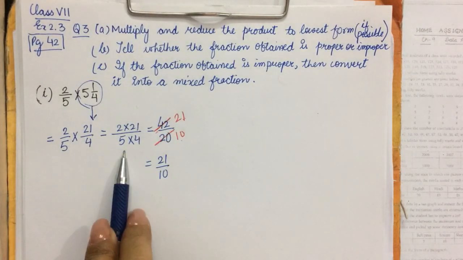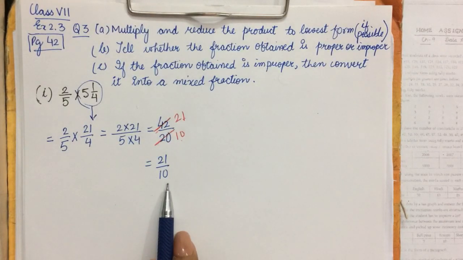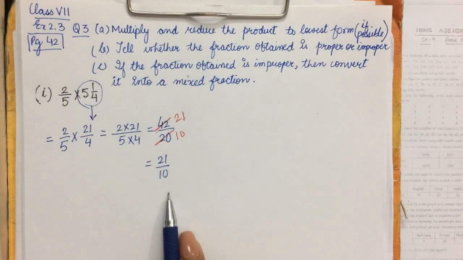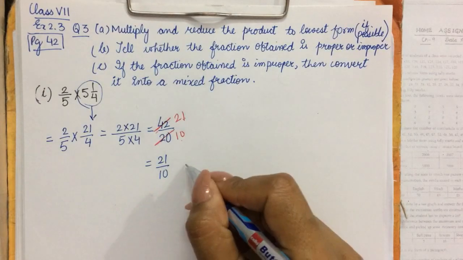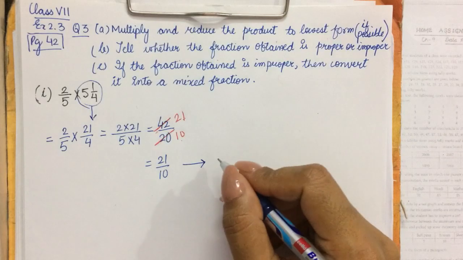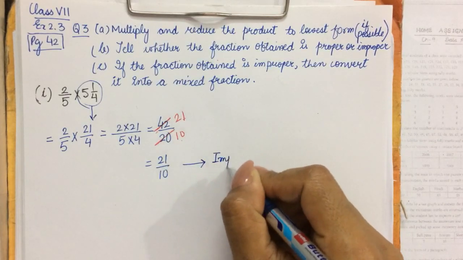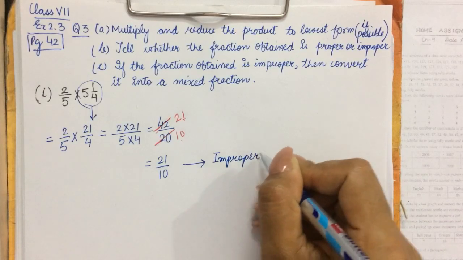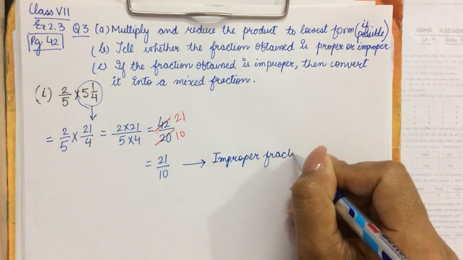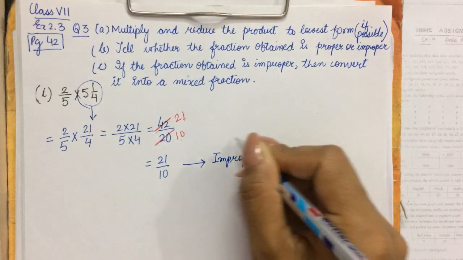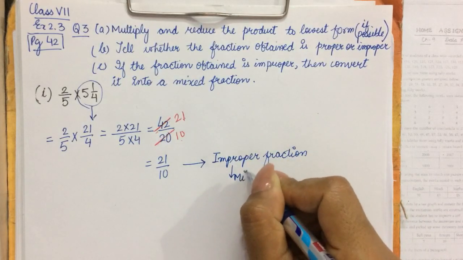Now I've multiplied. I have reduced to lowest form. There is no further cutting possible. I have to tell what kind of answer this is, whether it's proper or improper. Since the numerator is bigger, this is an improper fraction. Now the answer is improper. I want to change it to mixed.